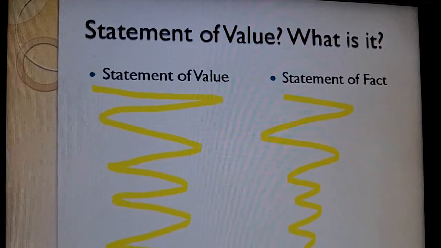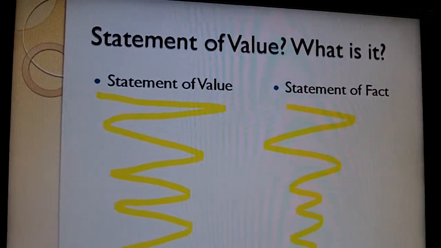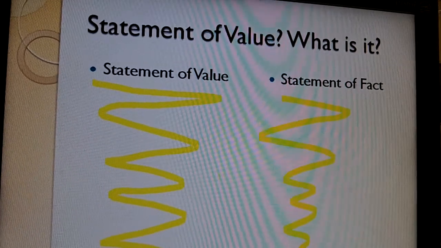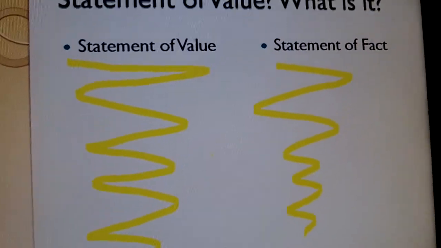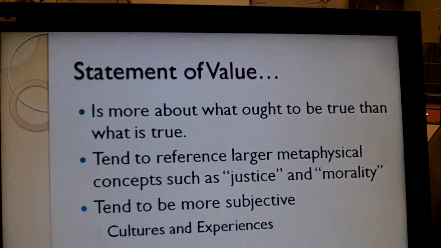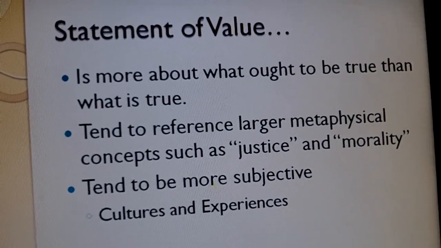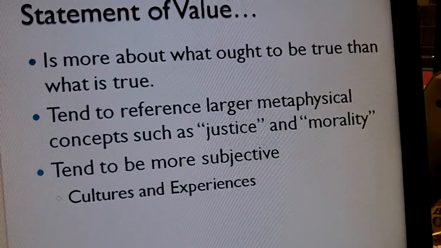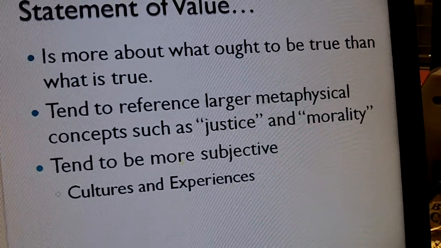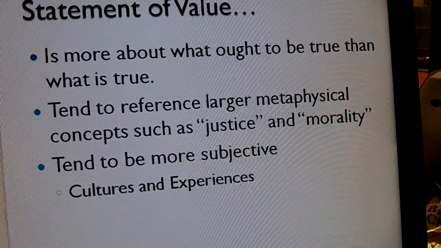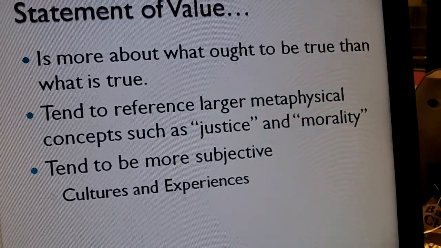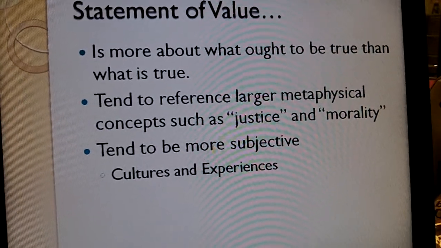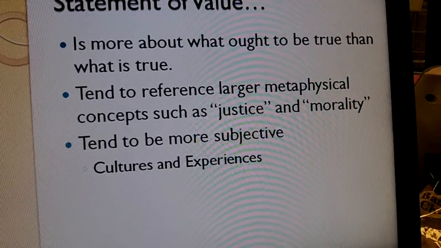Now, according to the National Forensics League website, you need to understand that a statement of value is more about what ought to be true rather than what is true. A statement of value tends to reference a larger metaphysical concept such as justice and morality, and it tends to be more subjective. The reason it's more subjective is because cultures and experiences tend to make us change our values.